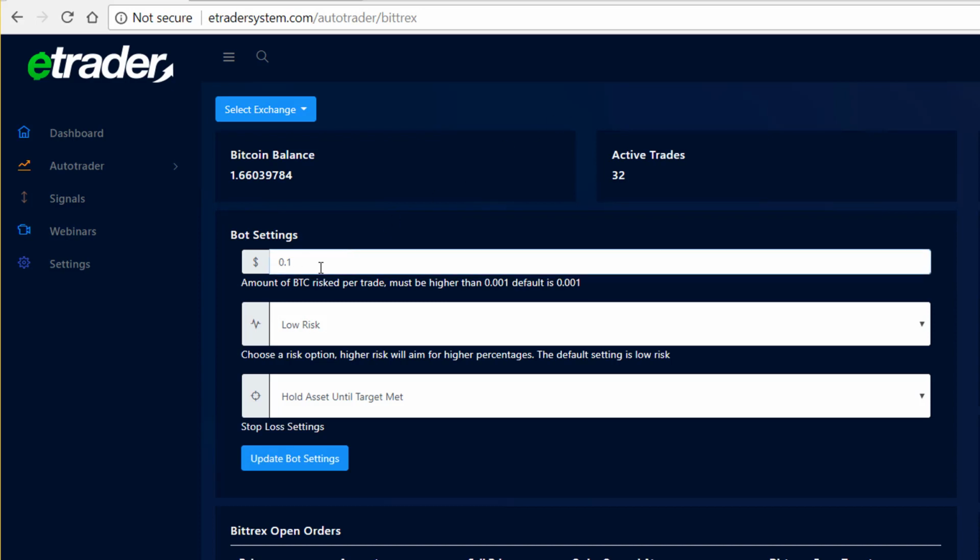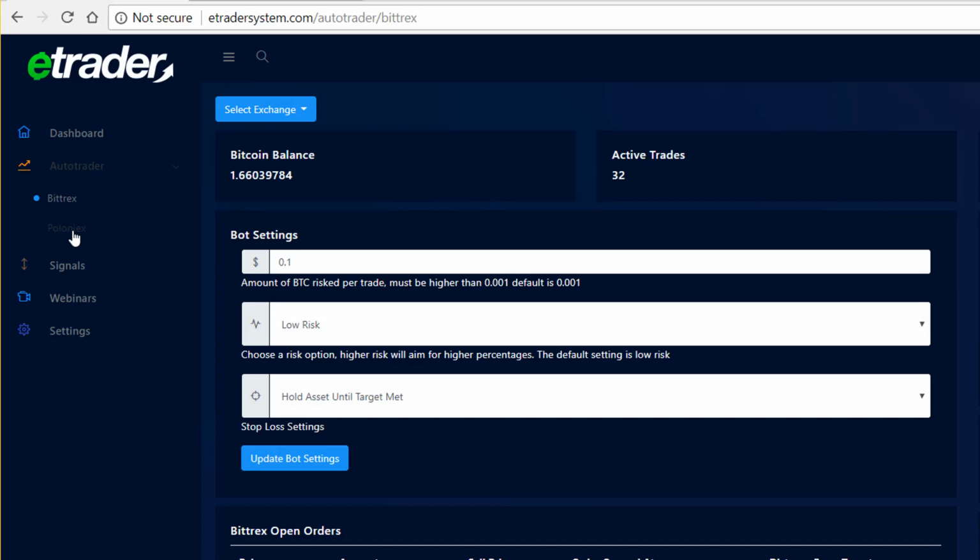If I was to up this, say to a 0.2 Bitcoin per trade, then you'd probably be looking at the software looking to target double that amount. So you'd be looking at about $40 profit per successful sell order. So that's a little bit about Bittrex.